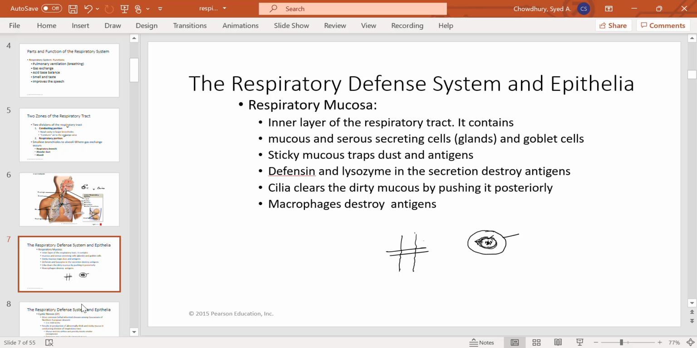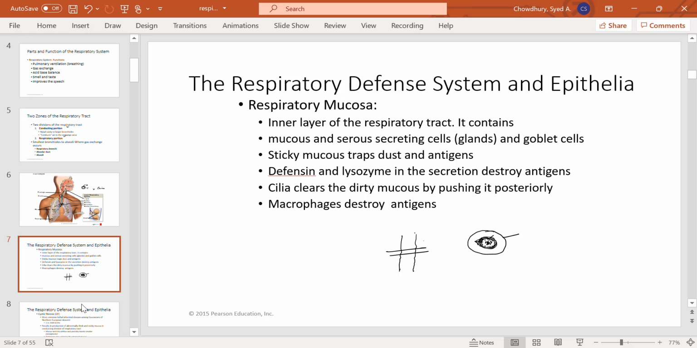And in the respiratory mucosa you have some glands, serous and mucous glands and goblet cells, and they secrete some chemicals. Okay, and those chemicals also stop the microorganisms from passing through the layer, as well as the secretion has some chemicals that can destroy the microorganisms.